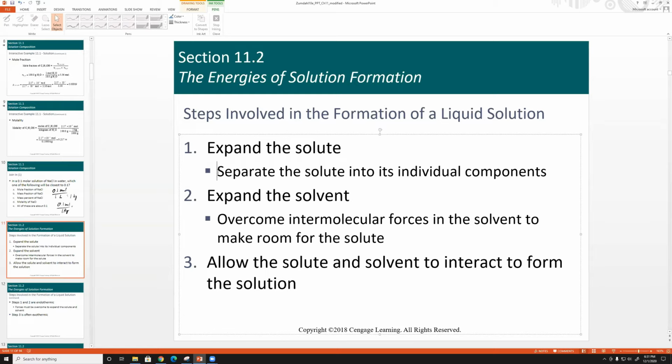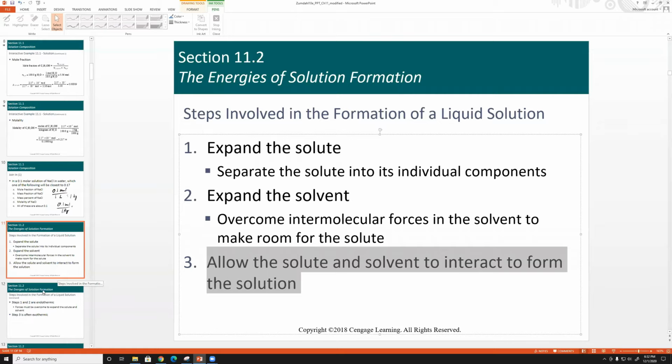For this to happen, energy from the water is transferred to break the solute particles apart. Then expanding the solvent, same kind of thing. You're breaking intermolecular forces, a whole network of them that are in the solvent. That is also endothermic. But then step 3, allowing them to intermingle, is exothermic, because forming the new network of intermolecular forces releases energy.